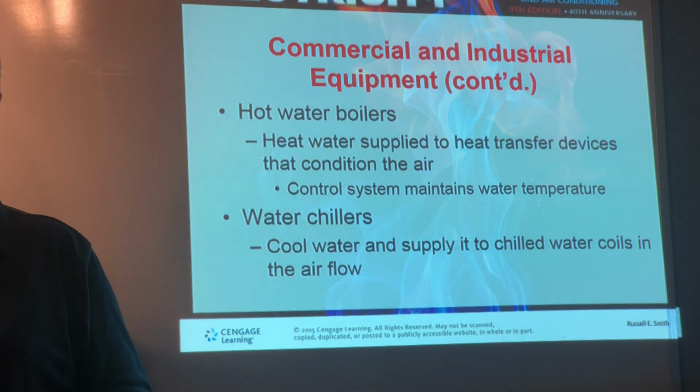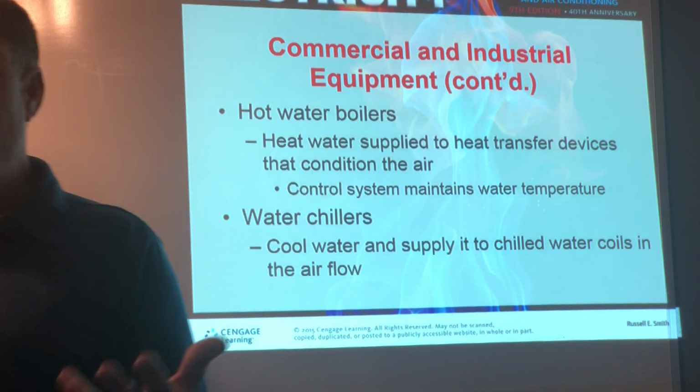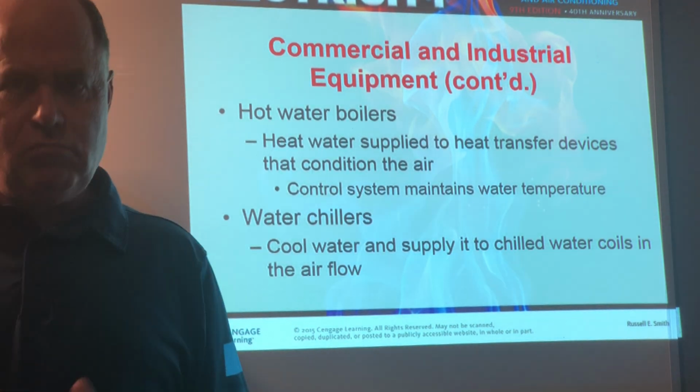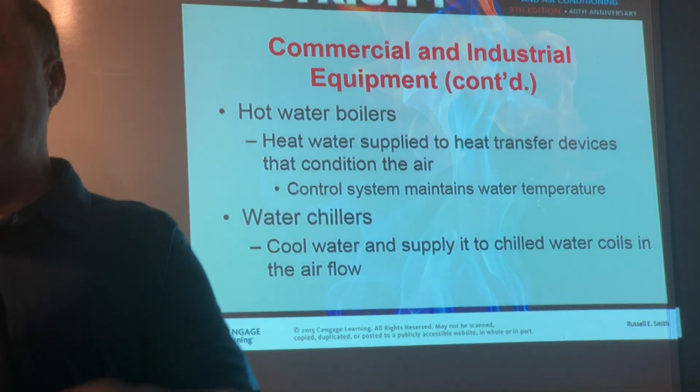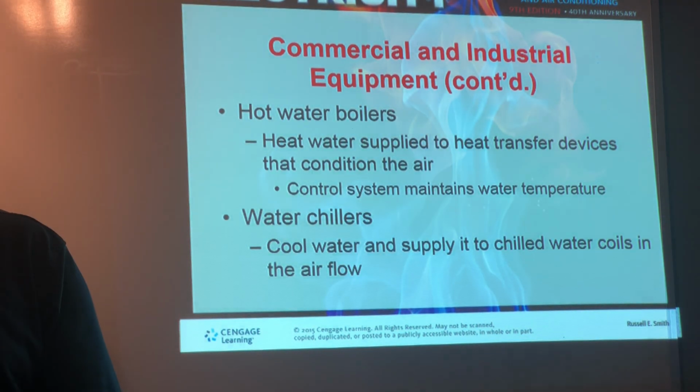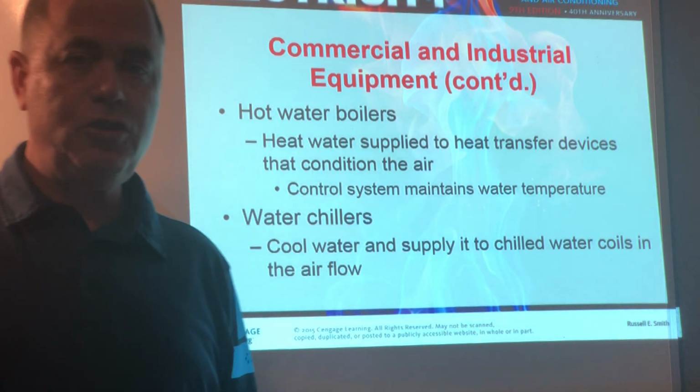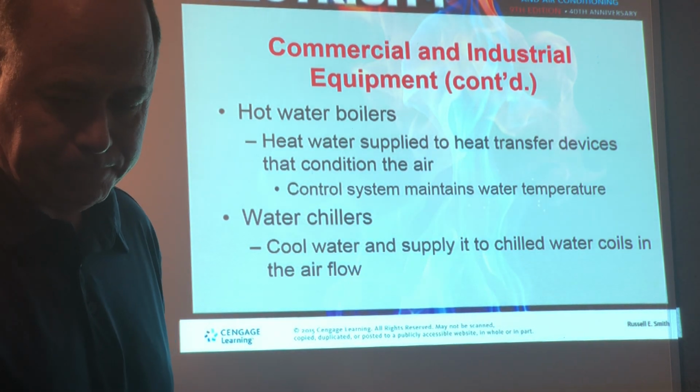Then we control these temperatures. Generally, we'll see chillers supply, on average, about 45-degree water. And then hot water boilers, a lot of times they supply up to 190-degree water, and we send those out to our hot water coils.